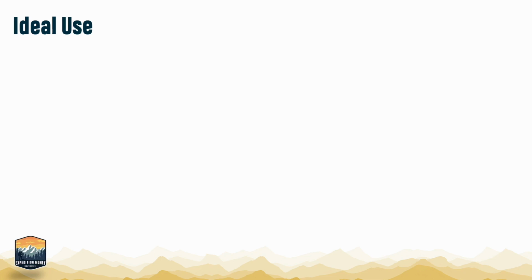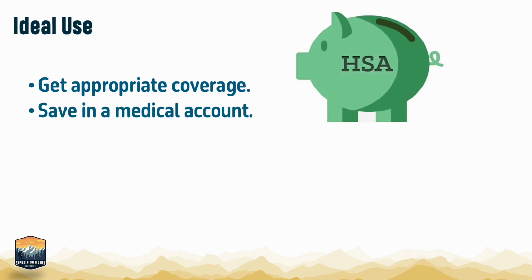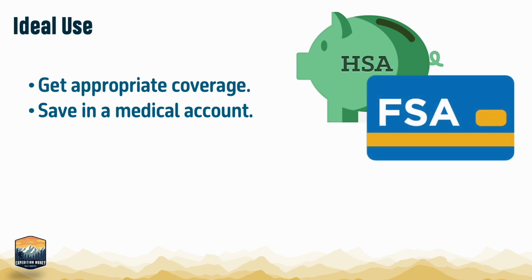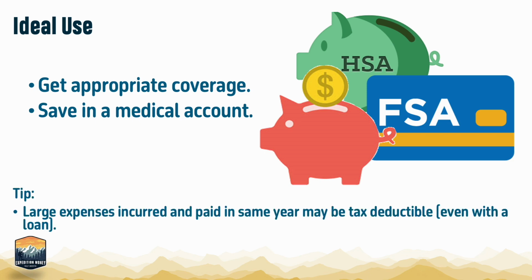Try your best to get appropriate coverage for your needs. Even though insurance premiums might be expensive, they might be a lot cheaper than having unexpected medical bills. Also, if you have access to health-specific savings accounts, like a health or a flexible savings account, they can also help you weather unexpected medical bills. And if you don't have those, you can always use a traditional savings account to help cover costs. And lastly, a tip: if you do end up having a lot of medical expenses within one calendar year, they might be tax deductible if they exceed a certain percentage of your income.